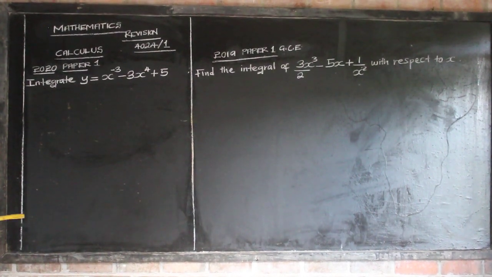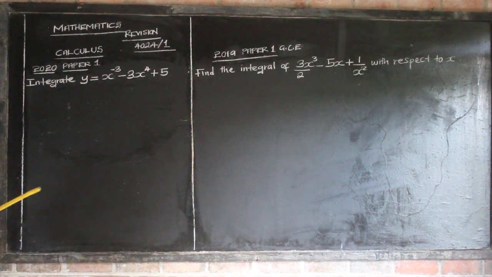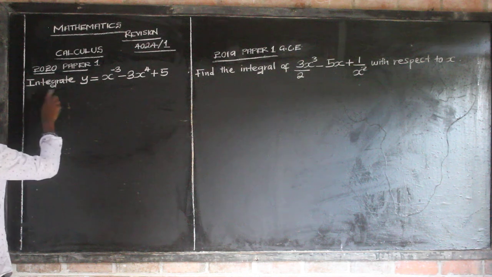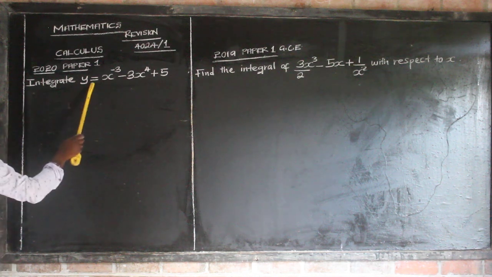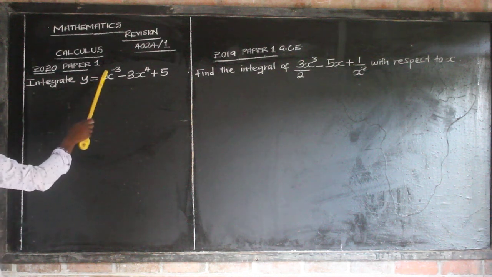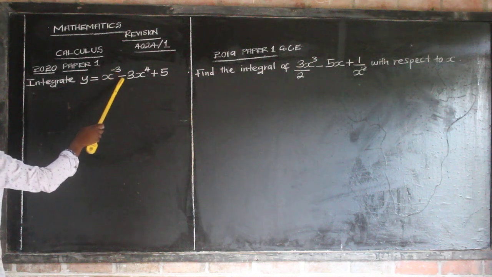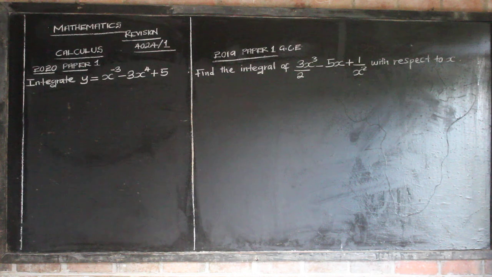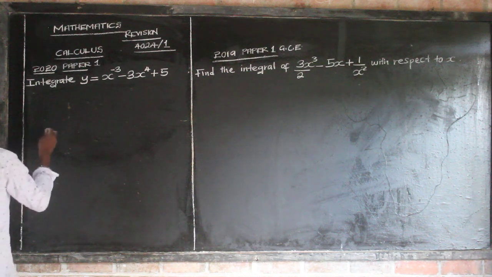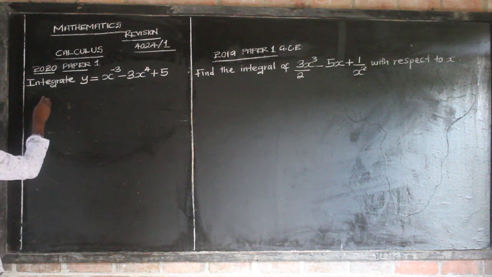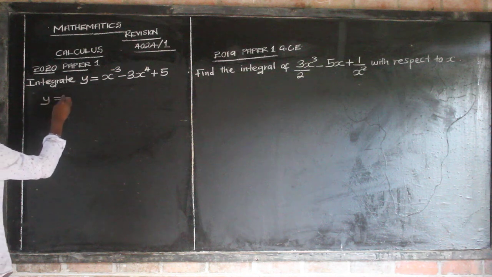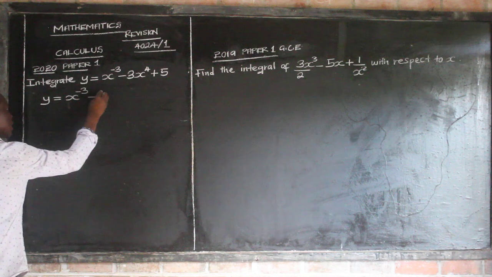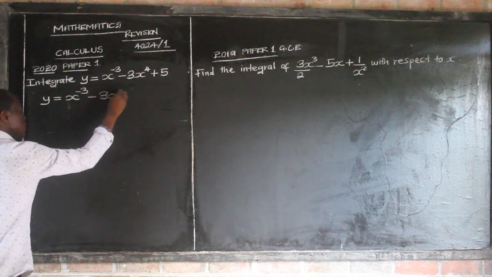Okay, so let's look at 2020 paper 1, a question on calculus. It says integrate y is equal to x to the power negative 3 minus 3x to the power 4 plus 5. So they want us to integrate this expression, or this function. The function is given by y is equal to x to the power negative 3 minus 3x to the power 4 plus 5.